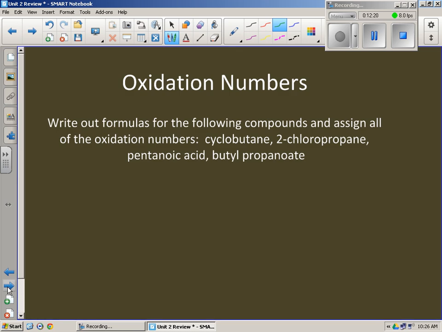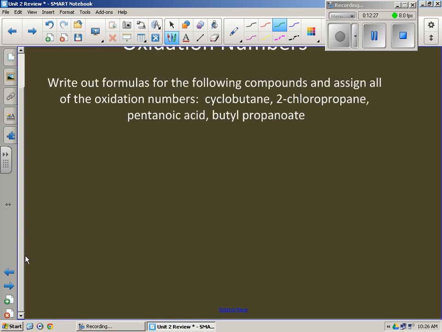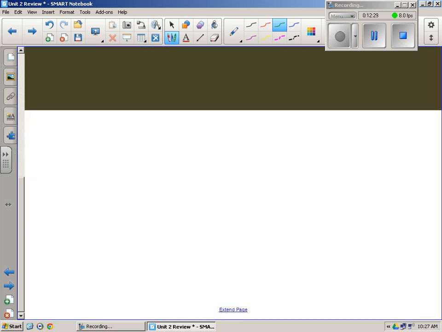Oh, good old review. Don't you love review? Oxidation numbers. Cyclobutane, 2-chloropropane, pentanoic acid, butylpropanoate. All good questions. Cyclobutane is C4H8. Hydrogens are a 1 plus oxidation number, so 1 plus, which makes that a 2 minus, right? Neutral molecule, so the overall charge has to be 0. So if that's 8 positives, that has to be 8 minuses.